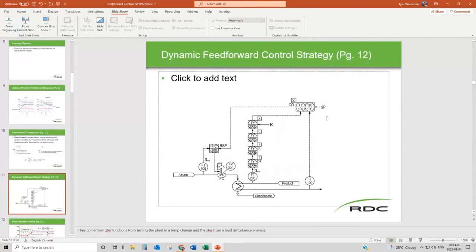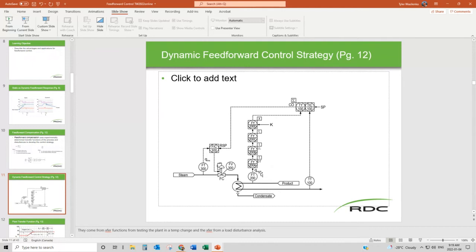So moving into a dynamic feedforward control strategy here, as we progress from straight feedforward, we move to a dynamic control strategy here, and this is on page 12. And you'll see a bunch of all different variables going on here. We have our feedback component over here. We have a feedforward device over here. And then we have our manipulated device over here.